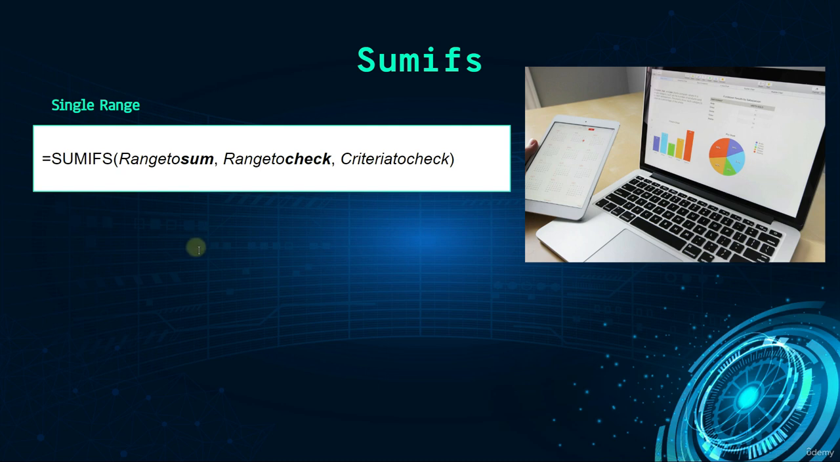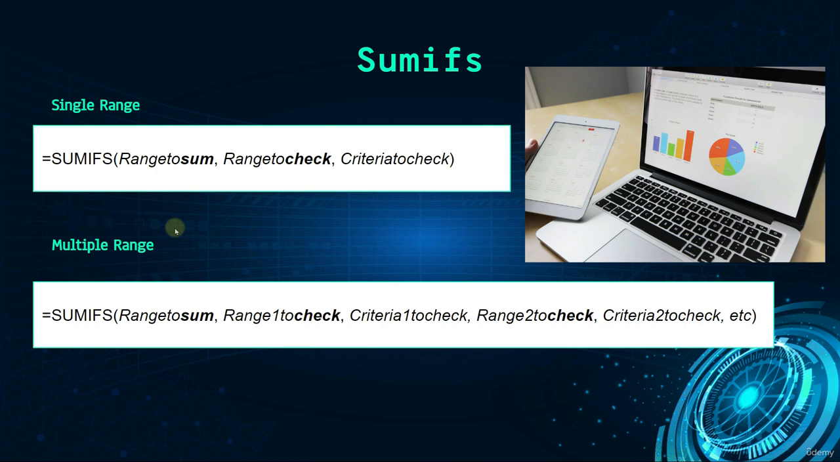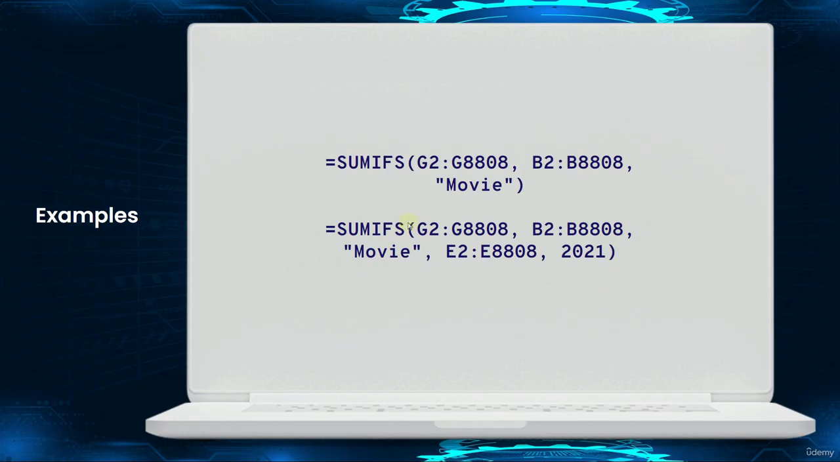So sumifs will sum a range that we specify, but it will also check that range or a different range for a criteria, and we can do it for a single criteria or multiple. So if we wanted to do it for multiple criteria, we just continue to add them after. So let's look at an example here.